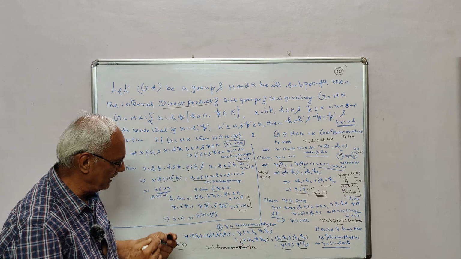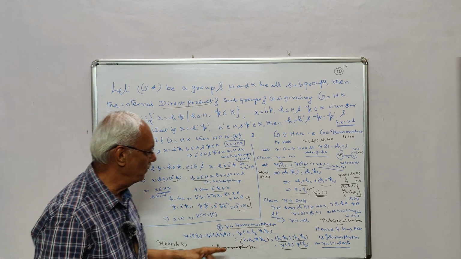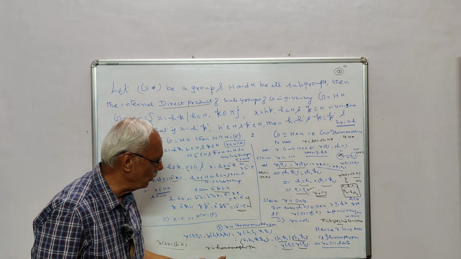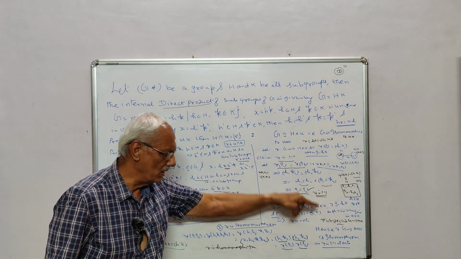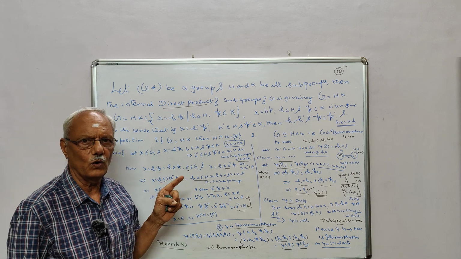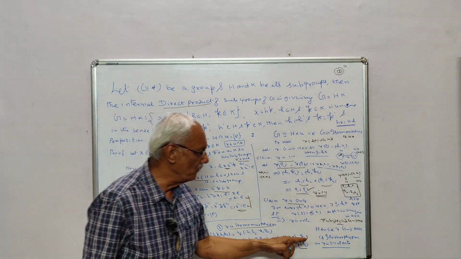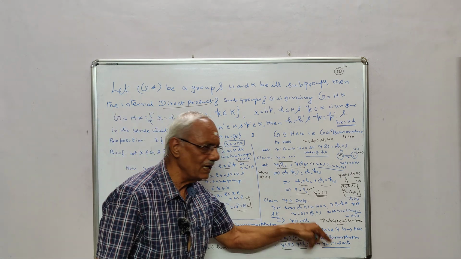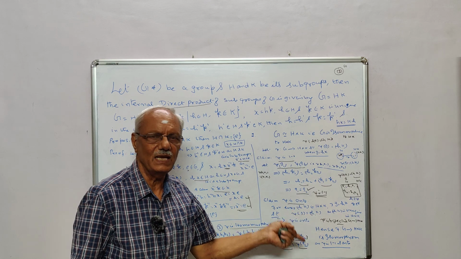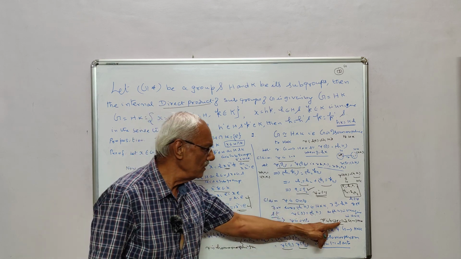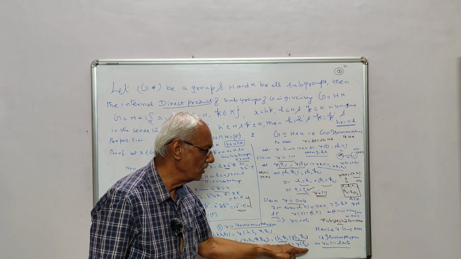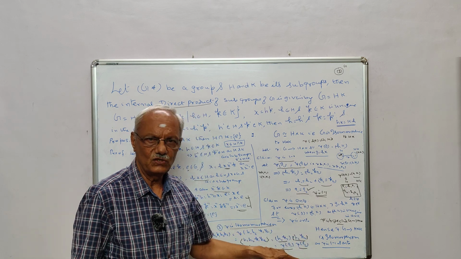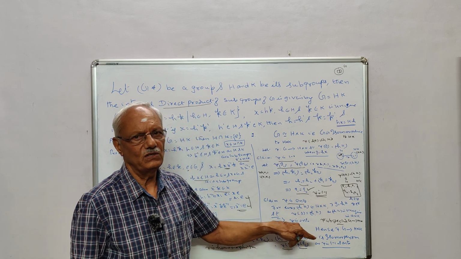So Xi is a homomorphism. We have proved that Xi is a homomorphism, Xi is onto, and Xi is 1 to 1. Taking all this into account, we have proved that Xi is a bijective mapping from G to H cross K, and therefore Xi is an isomorphism from G to HK.